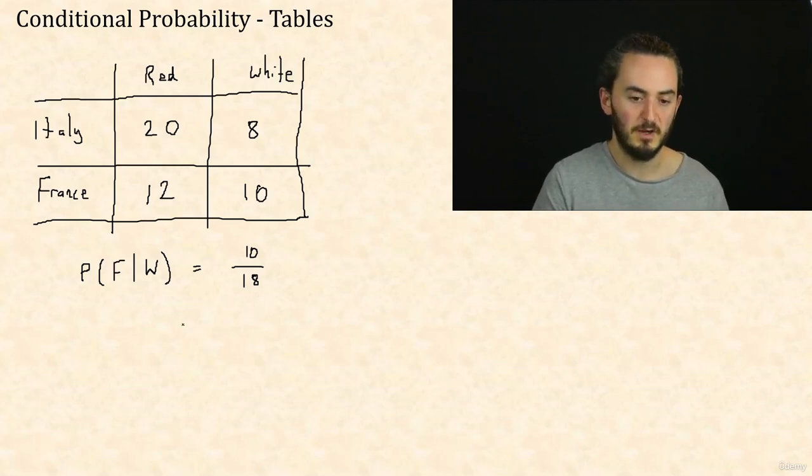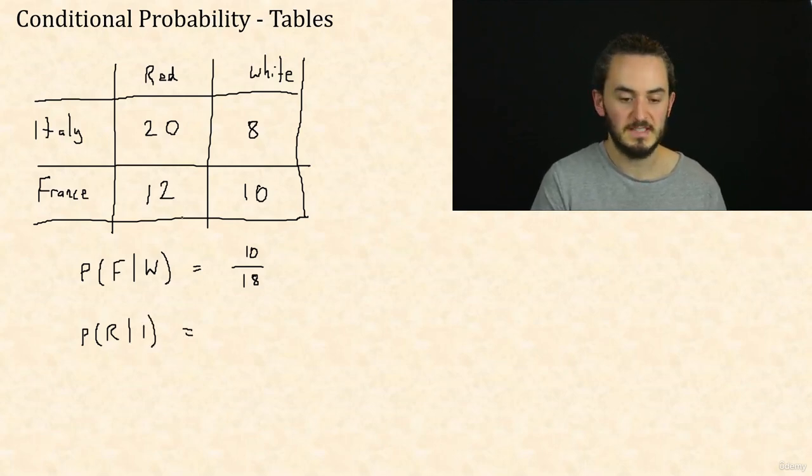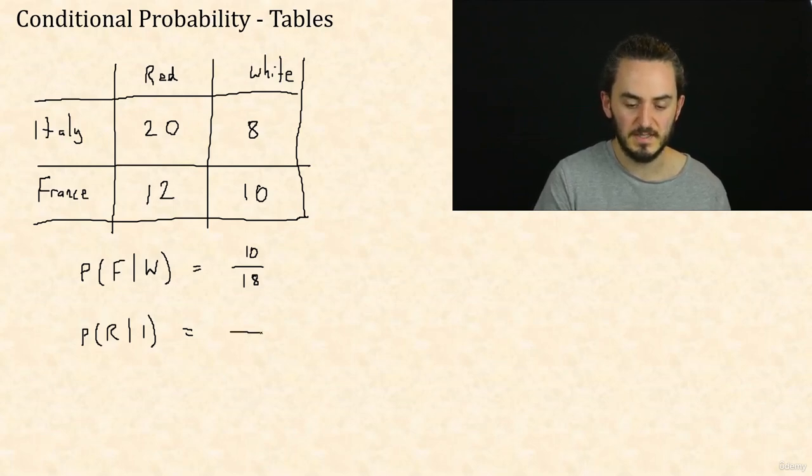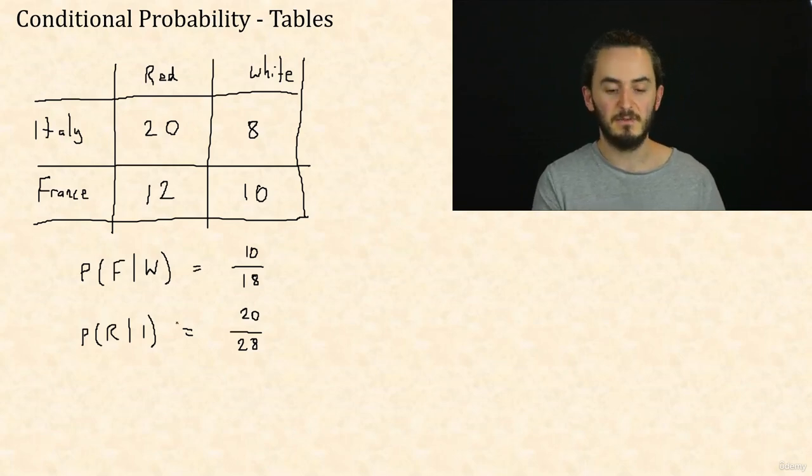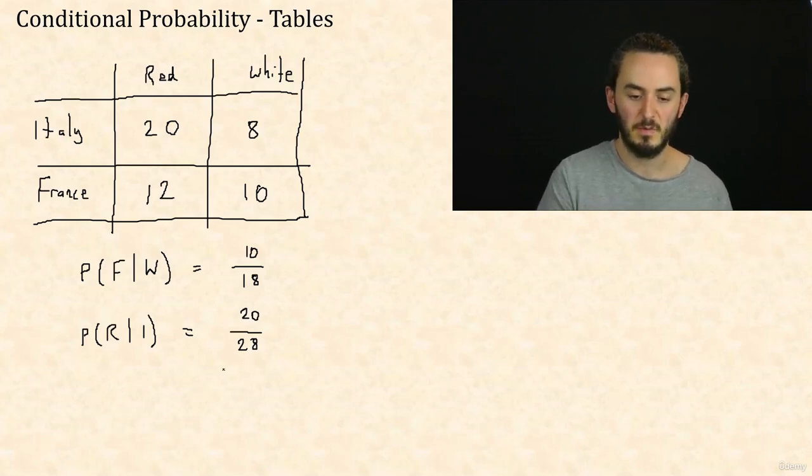Let's have a think about another one. What is the probability that a wine is red, given that it is Italian? Well, I now restrict myself to look only at the Italian wines, so just these 28 wines. Out of these 28 wines, how many of them are red? Well, 20 out of my 28 Italian wines are red. Therefore, the probability that it is red, given that it's Italian, is 20 out of 28.